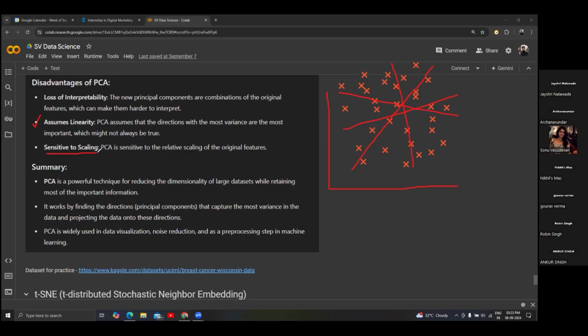Sensitive to scaling. PCA is sensitive to the relative scaling of the original features. So it is also sensitive.